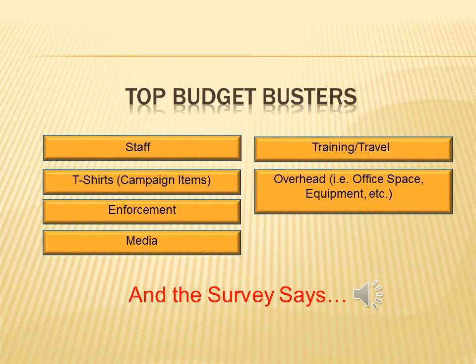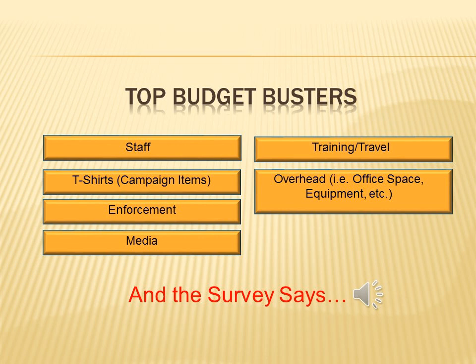But so top budget busters, yes. First and foremost is staff. Obviously it is the top of everyone's list of money. I would be surprised if that wasn't what everyone's top cost was. And I say T-shirts, but really what we're talking about are campaign items in general. Enforcement, and again, we're talking about compliance checks, sobriety checkpoints. And like I said, that doesn't mean it's not necessary, it's just a higher cost.